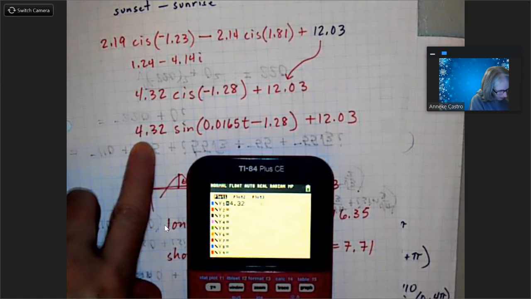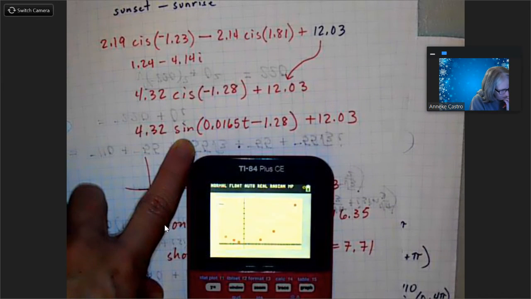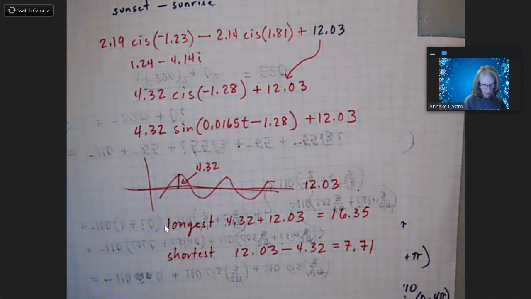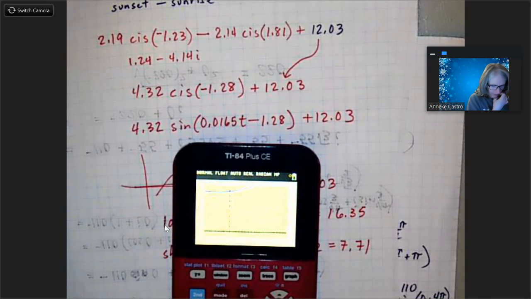4.32 sine of (0.0165x minus 1.28), close parentheses, plus 12.03. Get the whole thing in there. I'm going to graph it. Oops, hold on a second. I got something in stat plot. Let me clear that out, turning off my stat plot. There we go. Okay, and you can't see it very well.